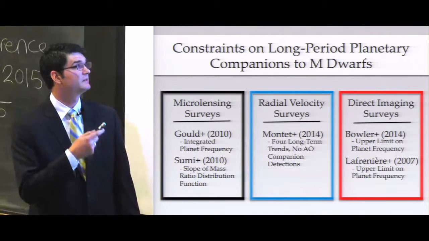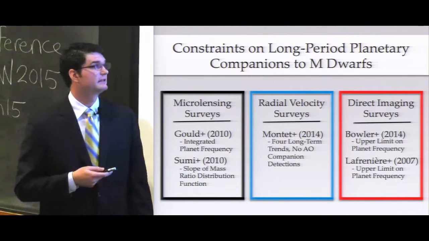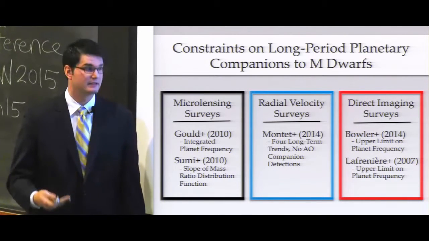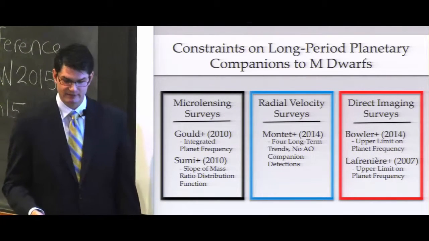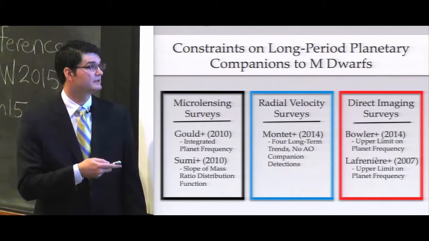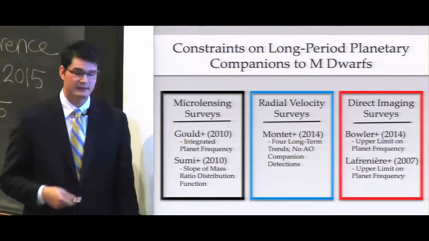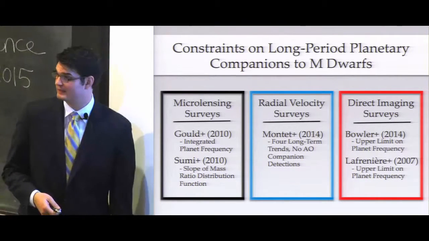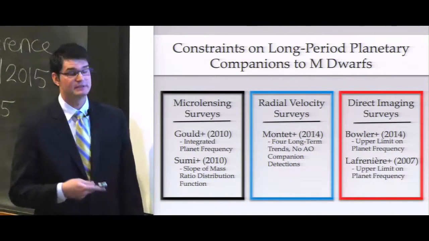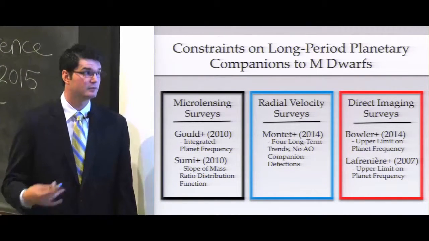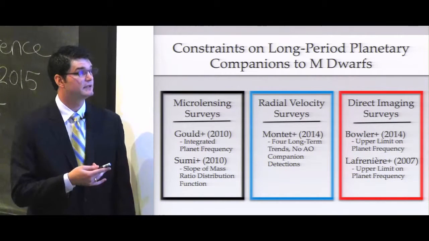So on the side of microlensing, we include the results of the Gould et al. 2010 survey, who measured an integrated planet frequency over a range in mass ratios and projected separations. And we also include the results of the Sumi 2010 study, to provide a measurement of the slope of the mass ratio distribution function.